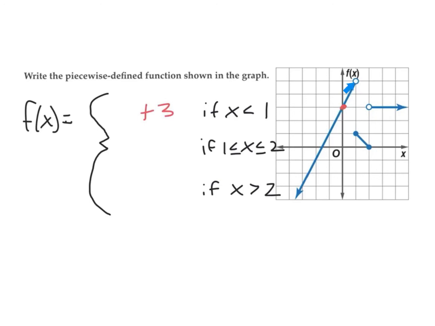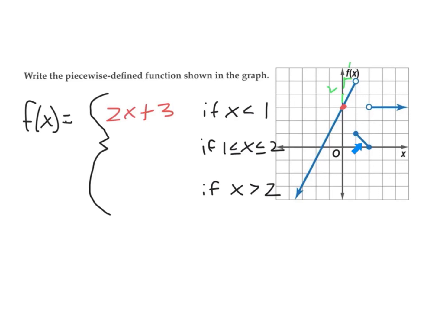Well, I've got a point here and a point here, and you guys showed me on the last test that you can find the slope from a graph. So I go up 2, right 1, that's 2 over 1, so my slope is 2. So that piece is 2x plus 3. The equation for this line is y equals 2x plus 3. Okay?